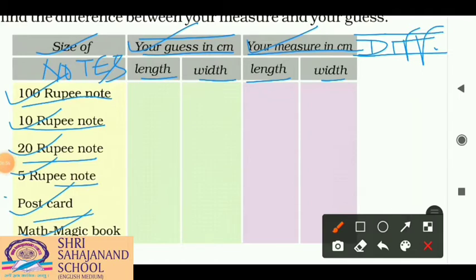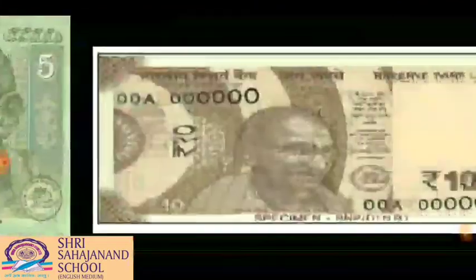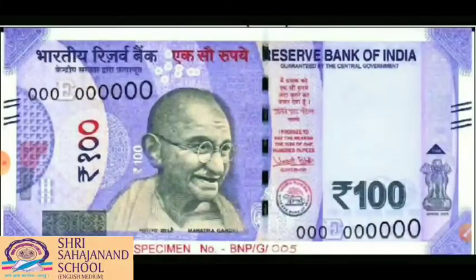So at first I want to tell you that I have taken the new notes of 100 rupee, 10 rupee, 20 rupee and 5 rupee, which were designed by RBI and printed in the year 2018. So let me show you the new design note. So here you can see, yes, this one is a 100 rupee note.